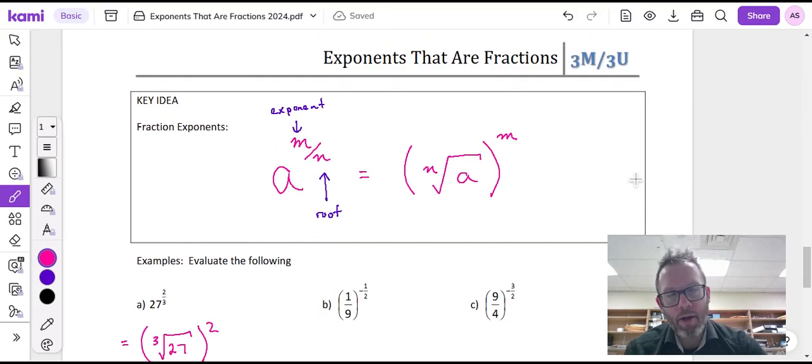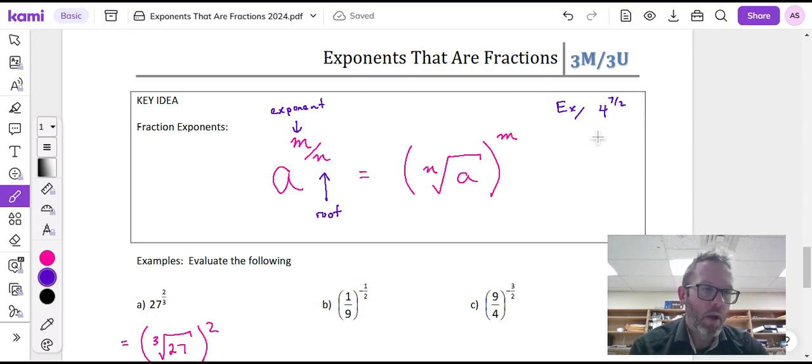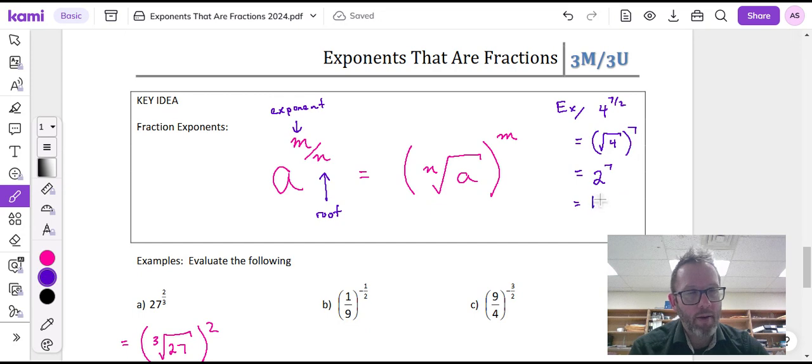And since I have some extra space up here, let's tuck in one more example up here. Let's do 4 to the power of 7 over 2. Maybe you want to pause the video and try this one at home. I'm going to continue on though. So what does this mean? 7 over 2. The 2 on the bottom means I'm going to square root 4. And the 7 on the top means I'll raise that to the power of 7 afterwards. It's 2 to the power of 7. 2 to the power of 7 is 128, I believe.